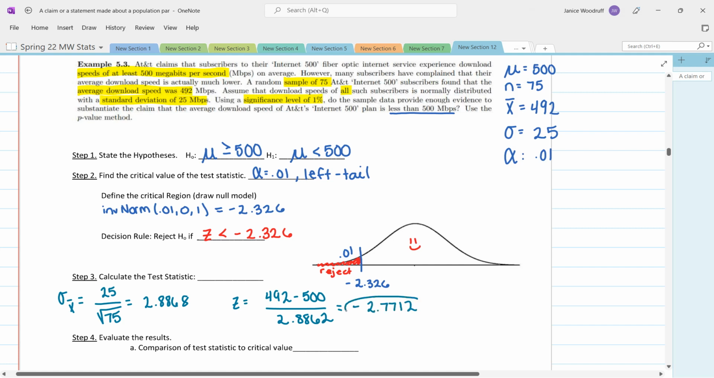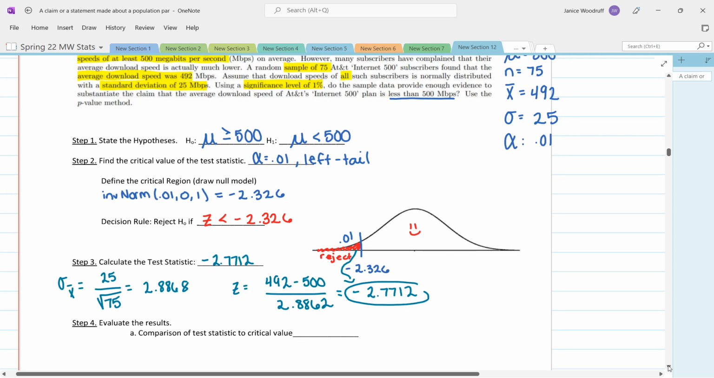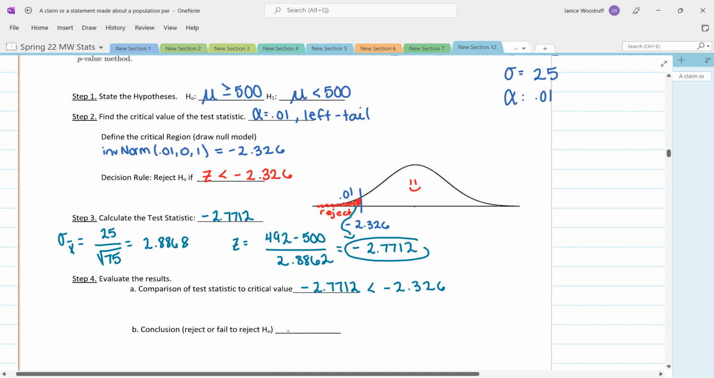All right, so that is our test statistic. And that's going to be roughly right there. So that is in the rejection region. So here we say negative 2.7712 is less than negative 2.326. So we will reject the null.